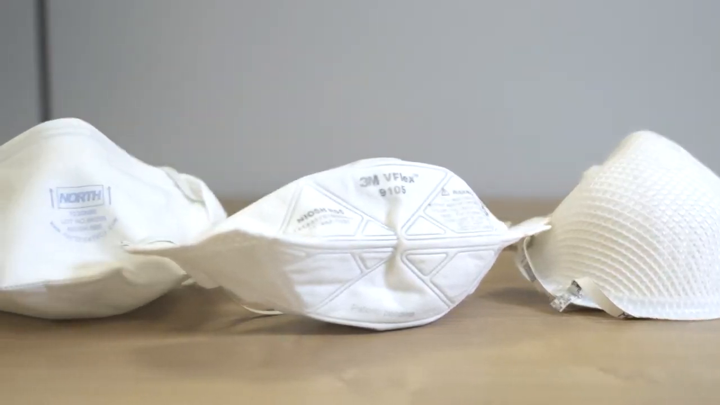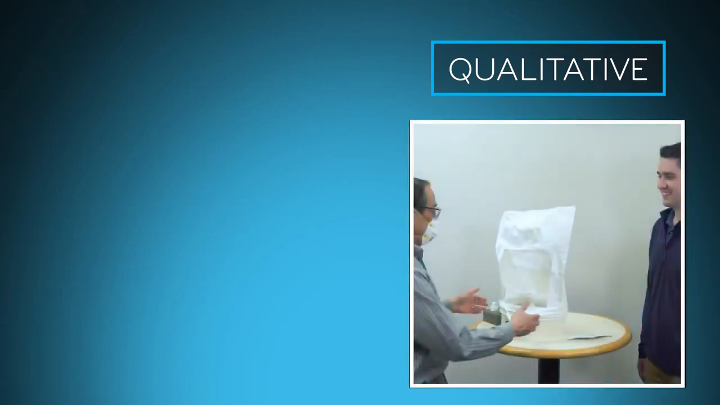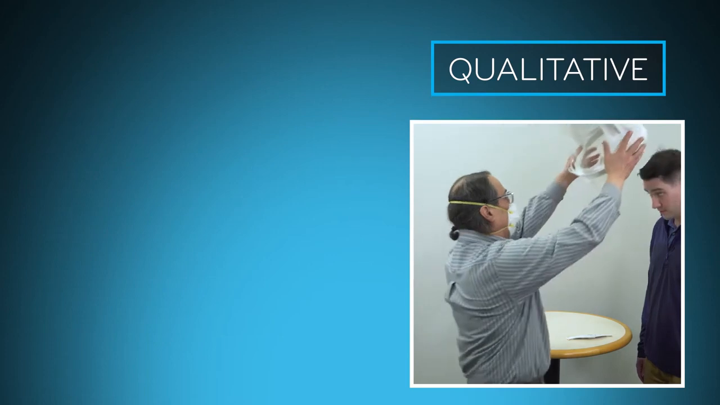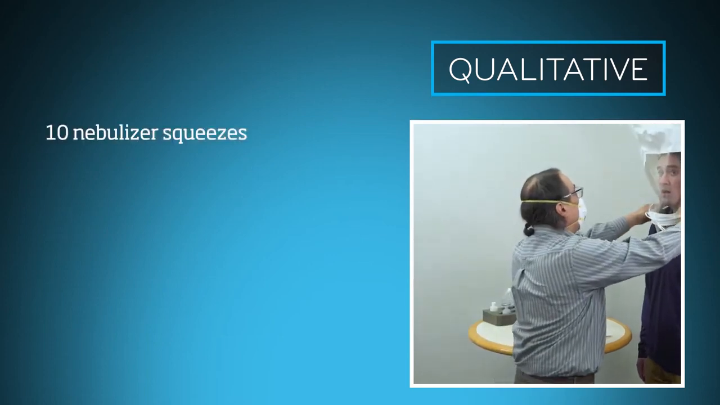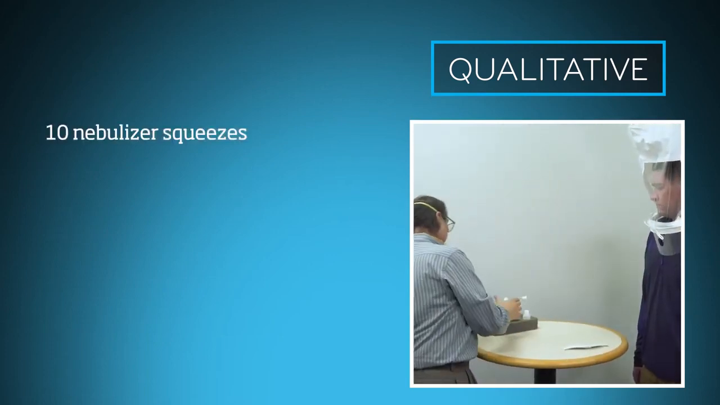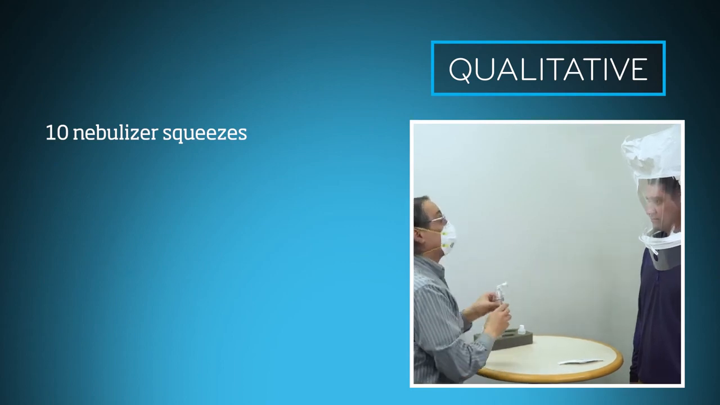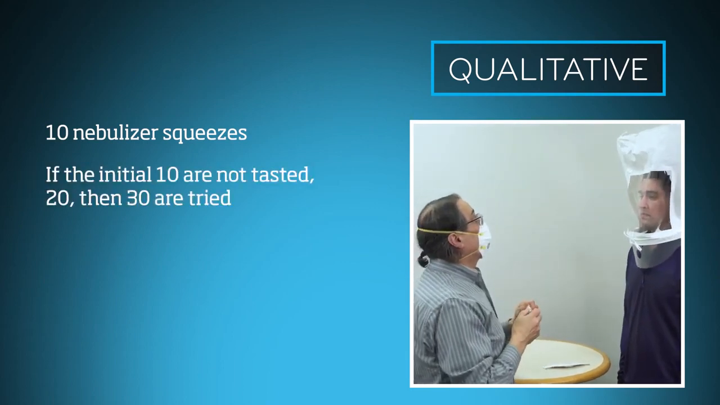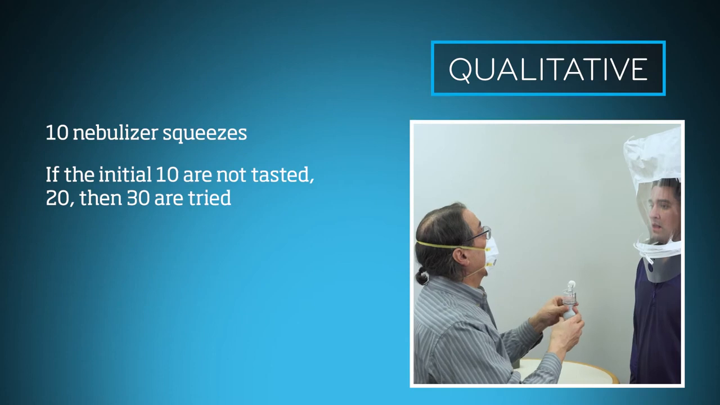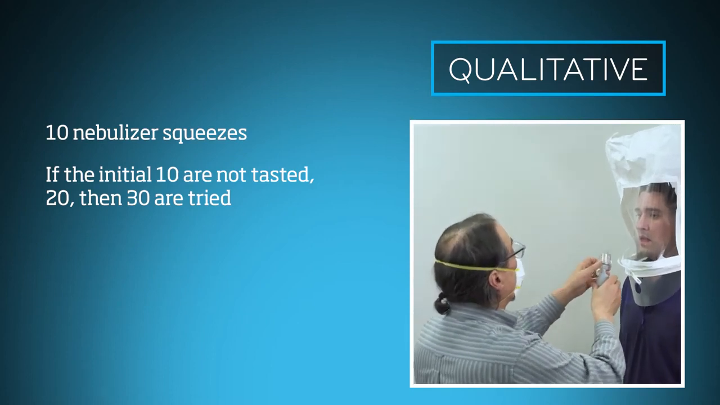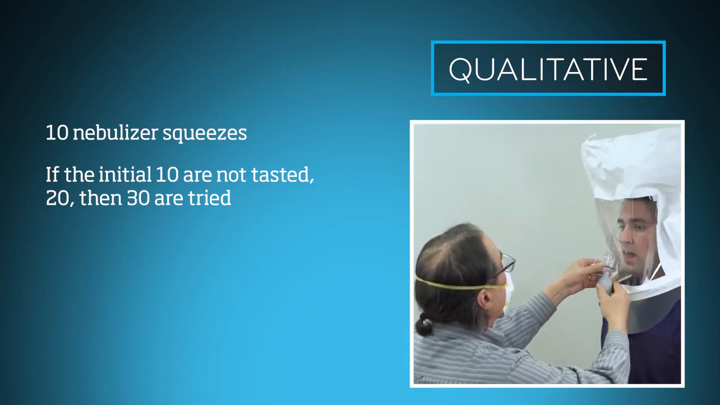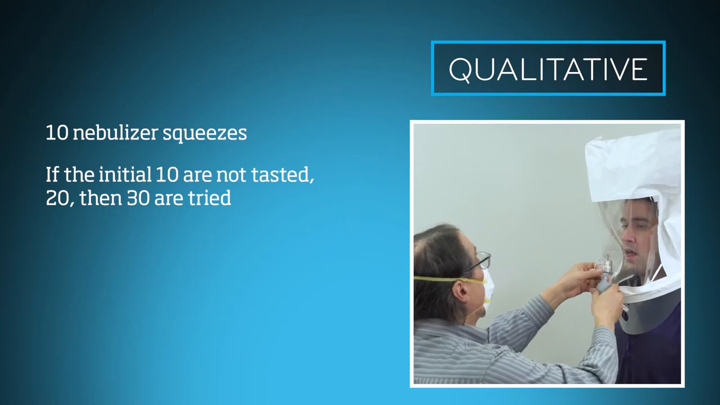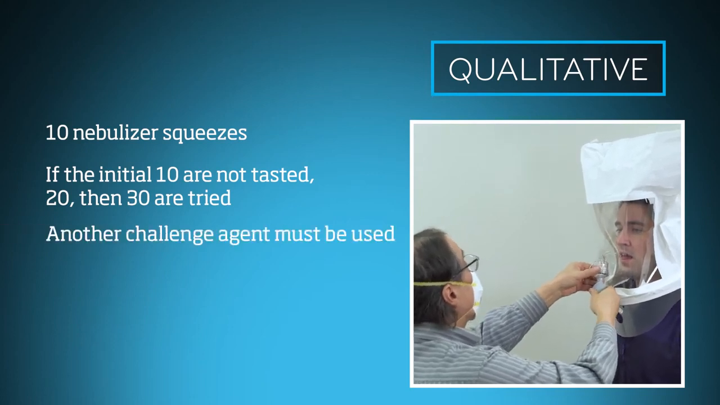For this comparison, we will show you a successful fit test with each method on an N95 filtering facepiece. To begin, for the qualitative methods only, a threshold screening is required to evaluate the respirator wearer's sensitivity to the challenge agent. 10 nebulizer squeezes are introduced to the hood worn by the individual who is not yet wearing the respirator. If the individual can't sense the challenge agent in the first 10 squeezes, 20 and then 30 are tried. If the challenge agent is not sensed after 30 squeezes, another challenge agent must be used.